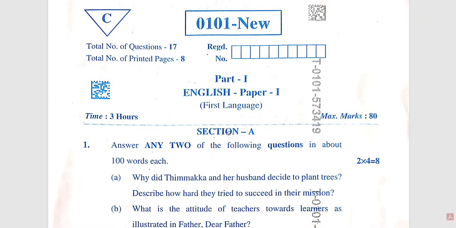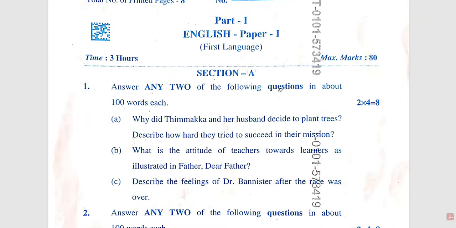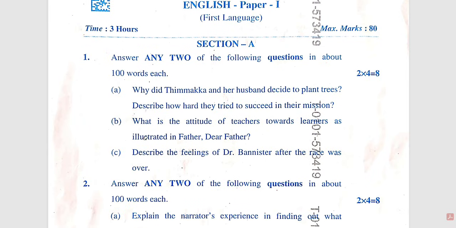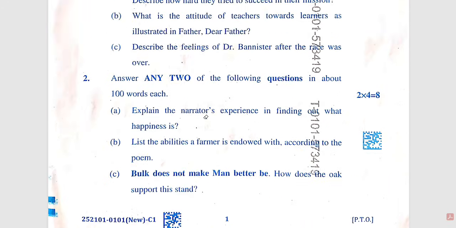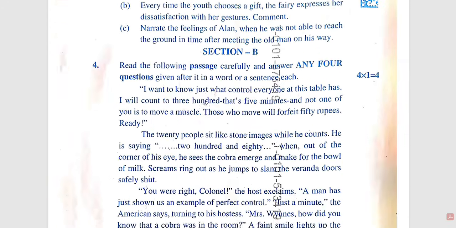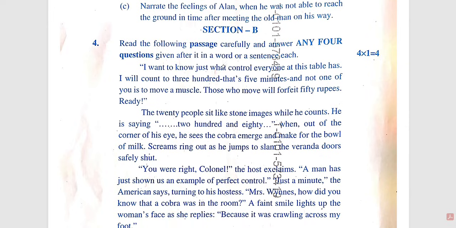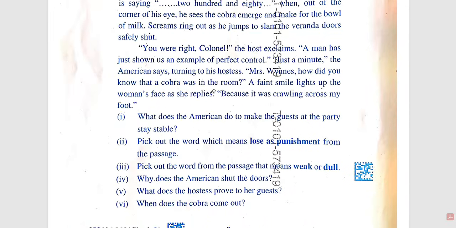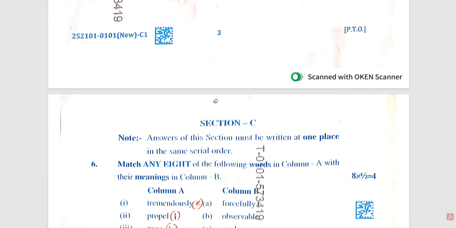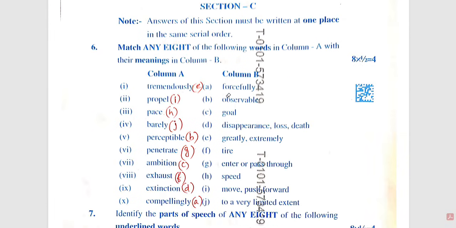Let us discuss the paper. Section A, summaries. We have 4 lessons in the textbook. Out of 4 lessons, he has given 3. Then we need to write 2 summaries. So better you practice at least 3 summaries so that you have to write only 2 summaries in the exam. Section B is followed by some passages. And it's time that we discuss section C.